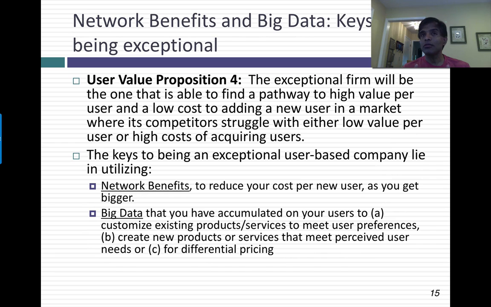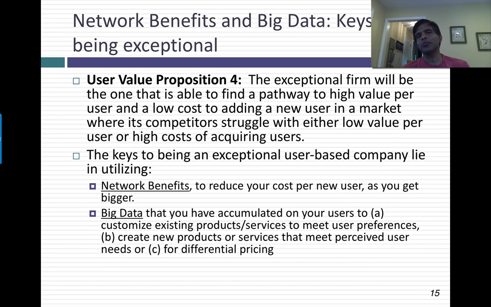But it's not impossible, because there are companies, and you can name them, the Googles, the Facebooks of the world, that have pulled this off, or Netflix. And you have to ask, what do they do that gives them the high value? And here's where I think that we can bring in those two big terms that you see used in business, big data and networking benefits, into play.